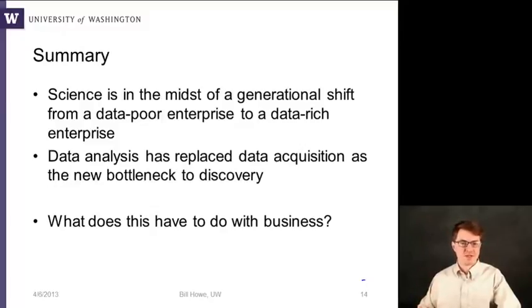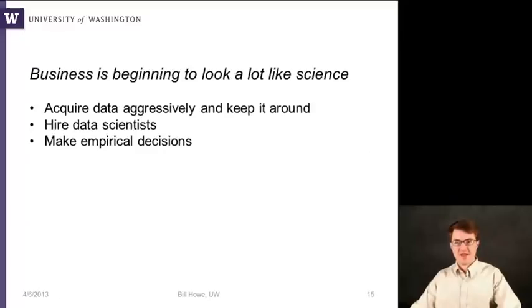So this is fine, but what does this have to do with business, which is probably where a lot of you are coming from and where your interests lie? Well, what we see is that business is beginning to look a lot like what's always been happening in science. So though businesses are acquiring data aggressively and keeping it around indefinitely in case it becomes useful, they're beginning to hire people that have training and skill sets that look a lot like what's been important in science for a long time, especially mathematical depth. And they're beginning to make decisions with this data that are very empirical. So we're always wanting to back up every decision with a clear case based on data.